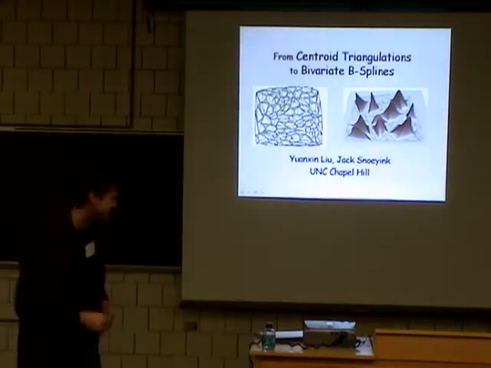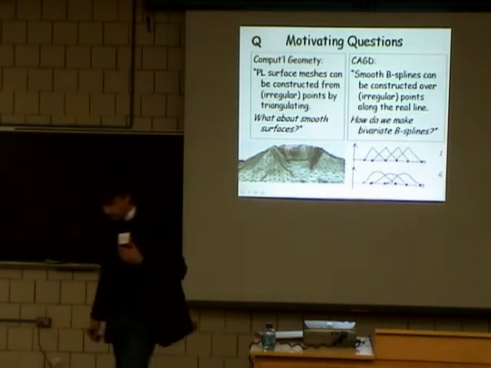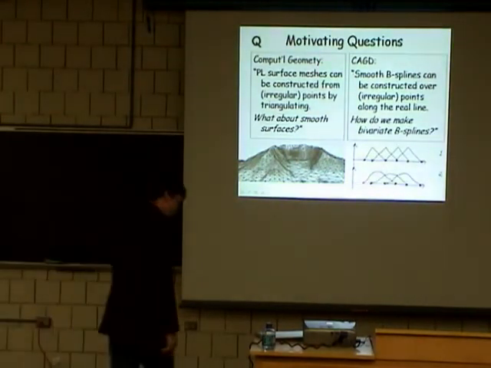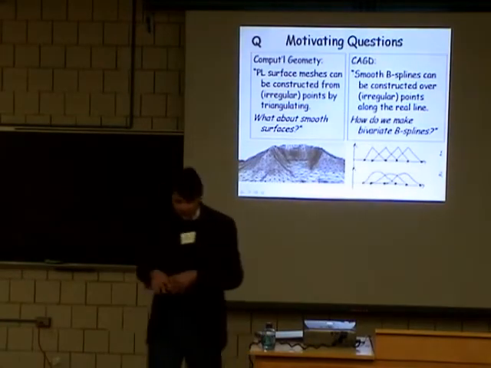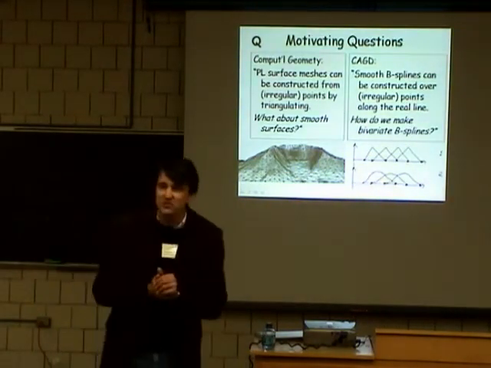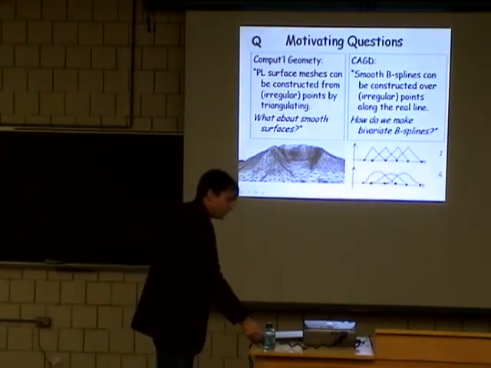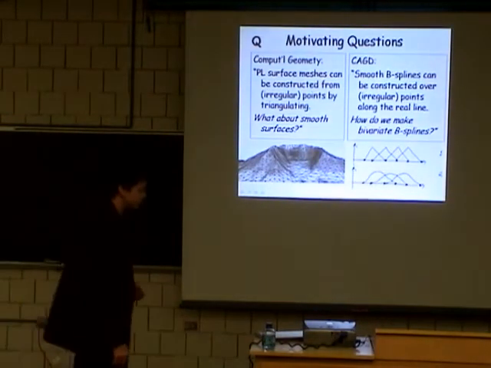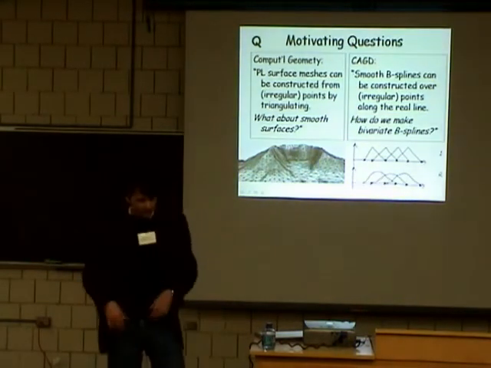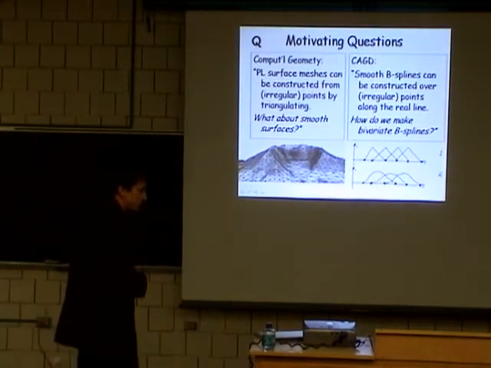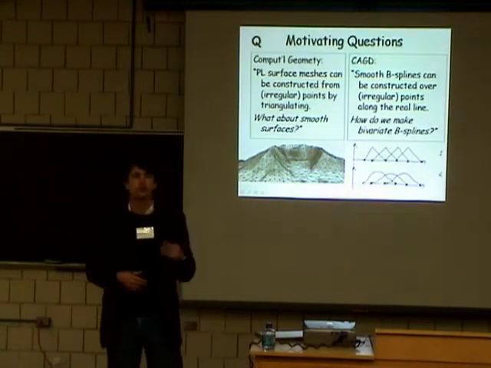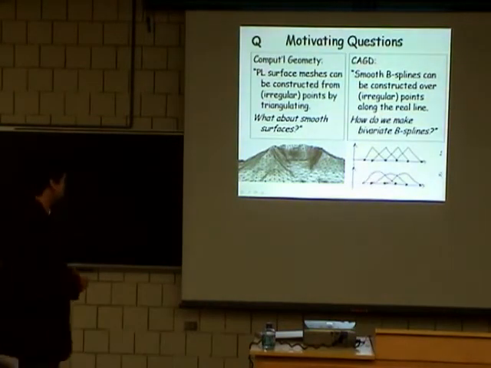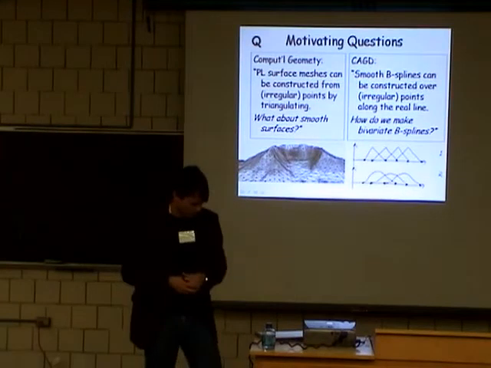Now I'll start. How much time have I wasted? Again, I'll start with sort of not a mathematical motivating question, but the motivating question from the applications. When I come and talk to the computer scientists and applied mathematics people, in computational geometry, we know a lot about building piecewise linear surfaces, so people in computer graphics know a lot about building piecewise linear surfaces by building some sort of triangulated mesh. We can even do this from irregularly spaced data points. But what about making smooth surfaces if we start with irregular data points? In computer-aided geometric design, they know a lot about splines and B-splines. You can make smooth B-splines from irregular points along the real line.